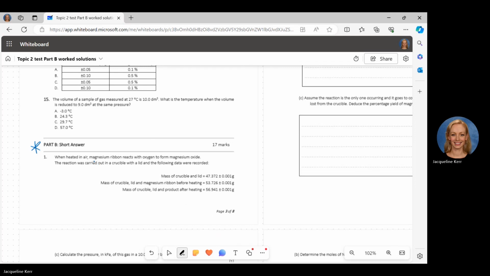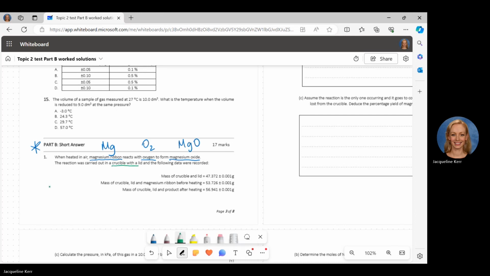Right, so our first question here: when heated in air, magnesium ribbon reacts with oxygen to form magnesium oxide. So we'll just pop down magnesium, which is plain magnesium metal, oxygen gas, and magnesium oxide. We know that compound. We actually did that prac in class.